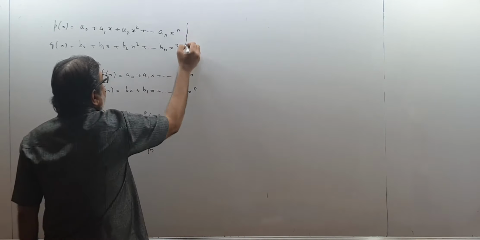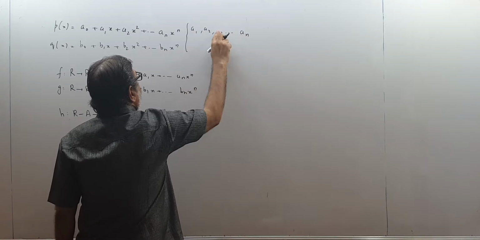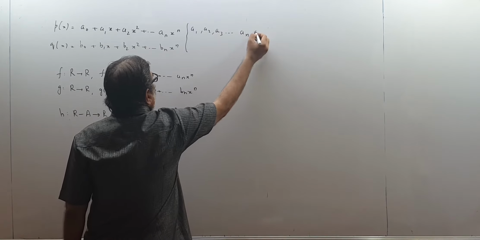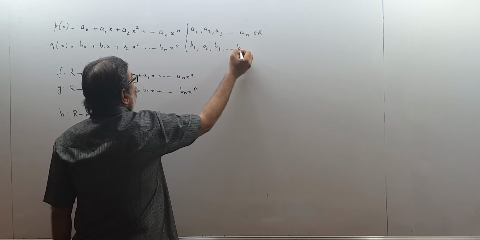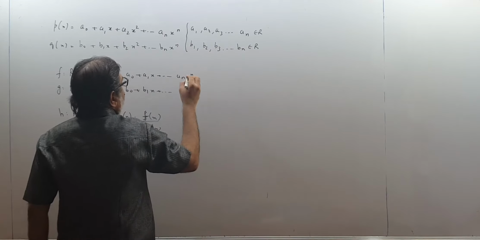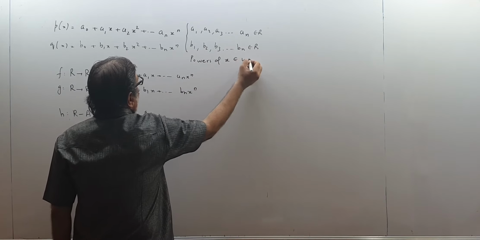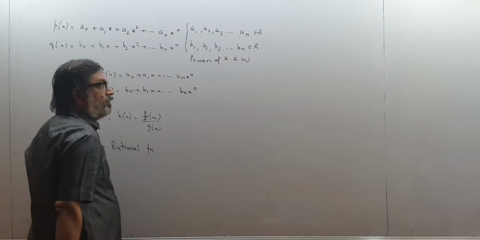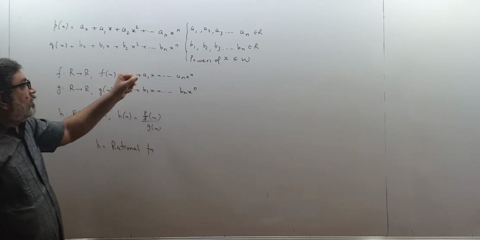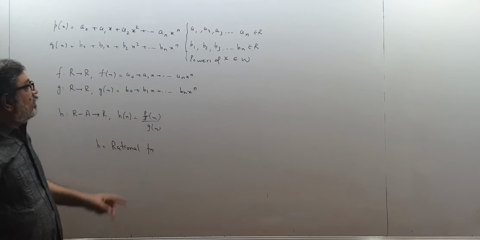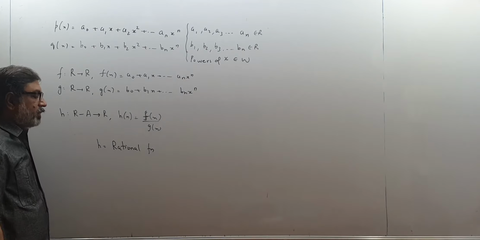Understand, I should write over here that a1, a2, a3 up to an, these all are real numbers. b1, b2, b3 up to bn, these all are real numbers. And powers of x are whole numbers, that we know. So under these conditions, these two will be called polynomials, and then taking the quotient of two functions which are polynomials, we get a rational expression, rational function rather.